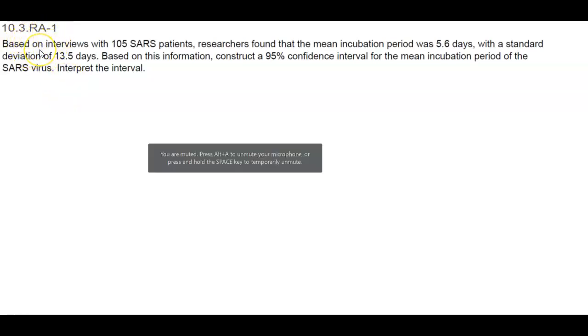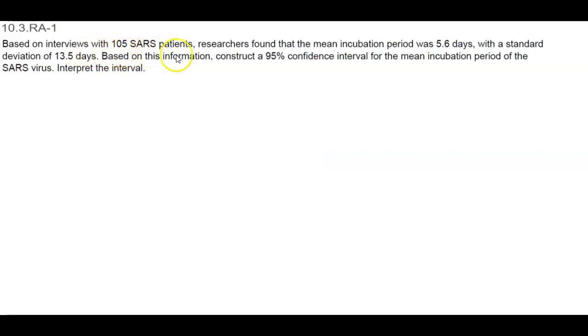10.3.RA-1. Based on interviews with 105 SARS patients, researchers found that the mean incubation period was 5.6 days, with a standard deviation of 13.5 days. Based on this information, construct a 95% confidence interval for the mean incubation period of the SARS virus, and then interpret the interval. Okay, so first let's write down the given information.